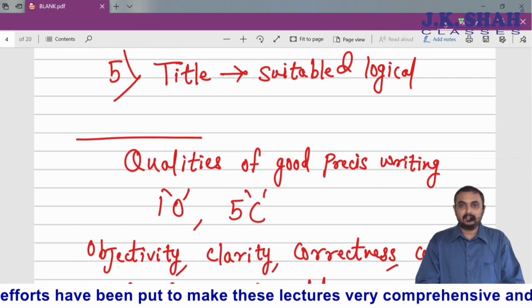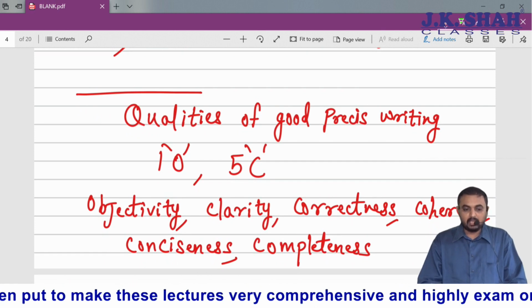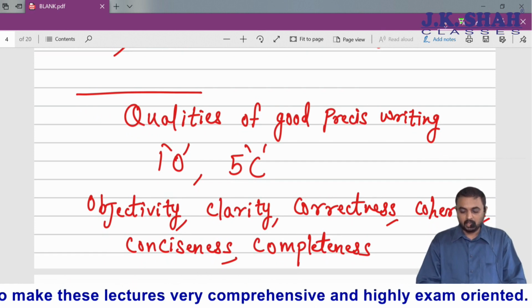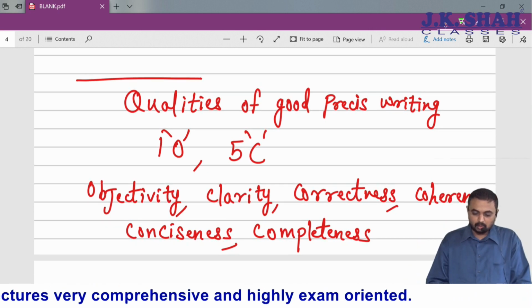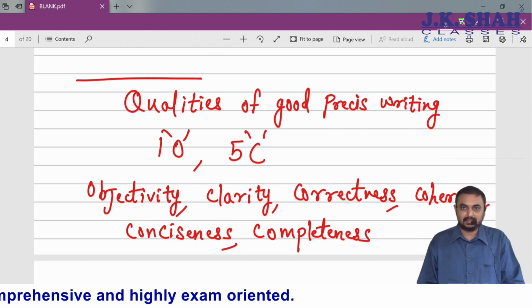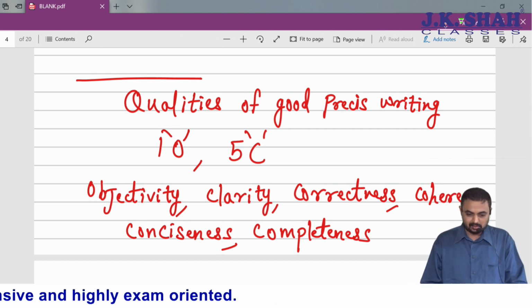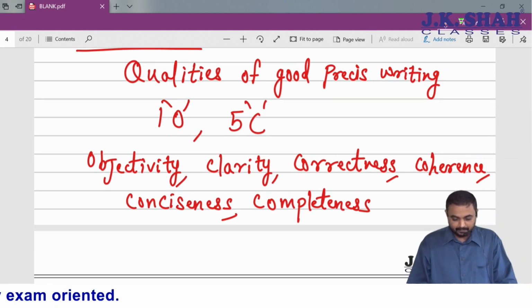Qualities of good Precis writing. It is 1O and 5C. 1O, that is objectivity. We already saw what is objectivity. You should have objective approach. You should write as per the passage. You need to be unbiased, that is impartial. Second point is clarity.